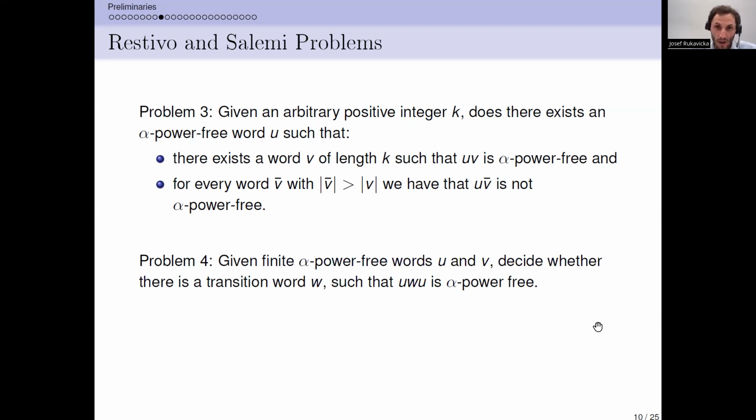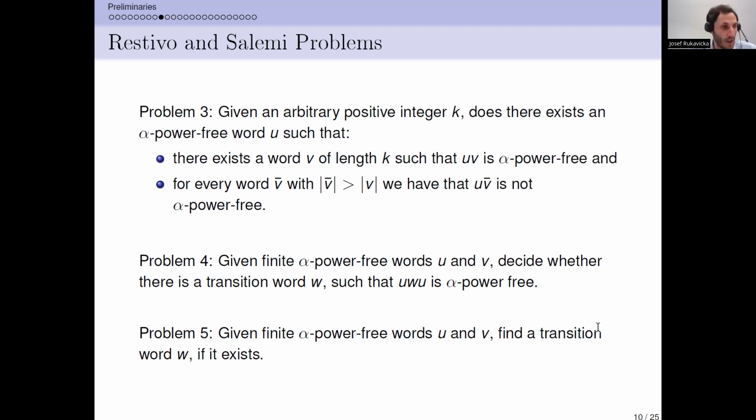Given finite alpha power 3 words u and v, decide whether there is a transition word w such that u, w, v is alpha power 3. Sorry, there is a typo here. So in this case, we are looking for a concatenation of two alpha power 3 words. The question is if they can be concatenated in such a way that the concatenation is still alpha power 3.